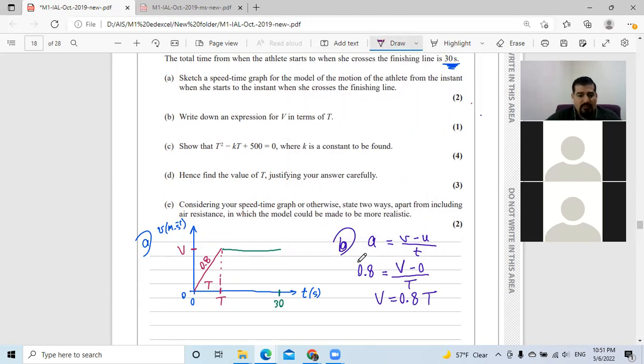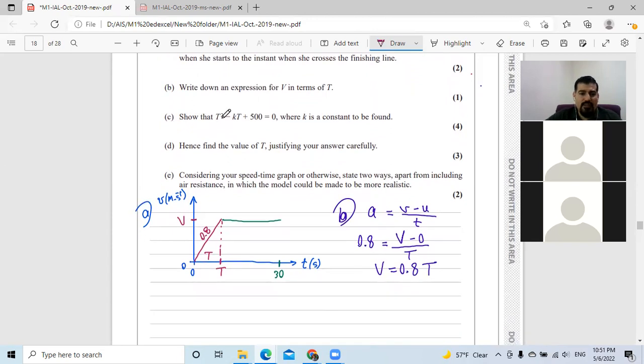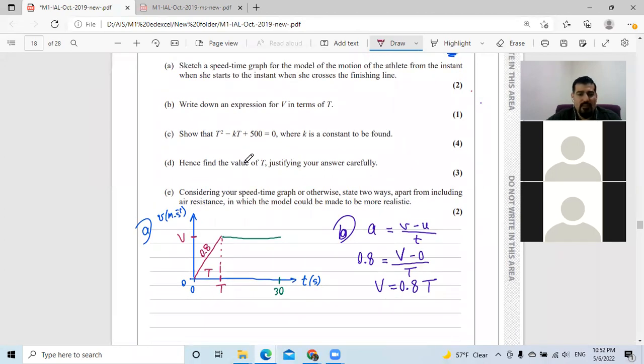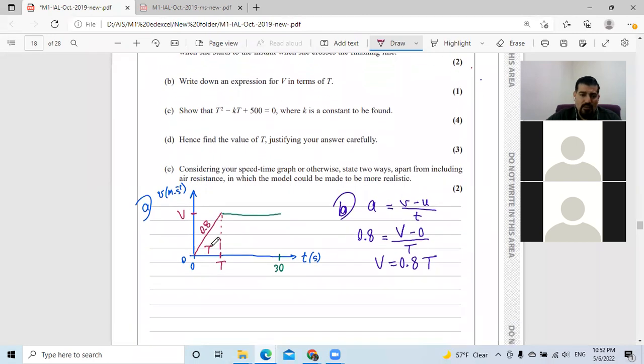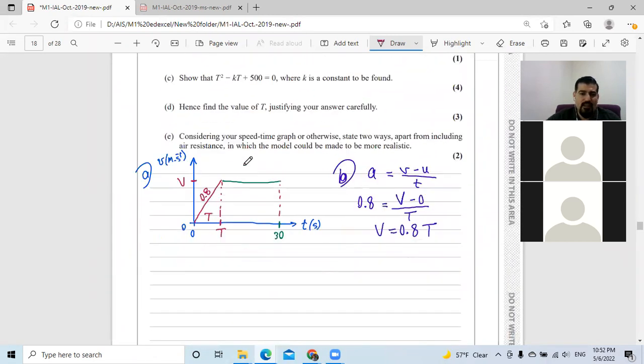This part B. Then part C, what do we have? Show that t squared minus kt plus 500 equals 0, where k is a constant to be found. But how are we going to do that? 4 marks. K is a constant to be found. So now we know that the whole area, the whole distance, is 200 meters.